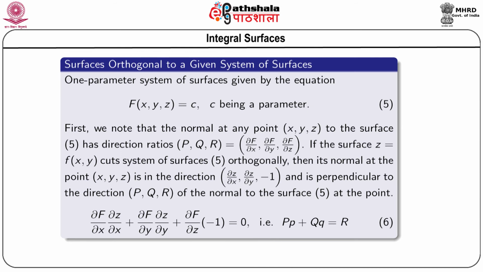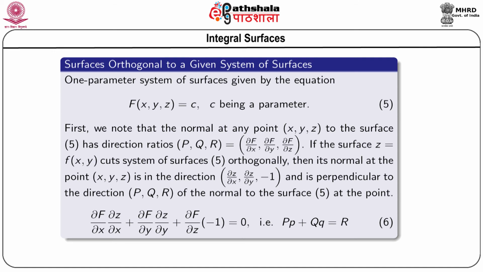Now, we shall develop an idea where we shall discuss how to find the system of surfaces which are orthogonal to a given system of surfaces. Suppose there is a one parameter system of surfaces, and this system is given by equation 5: f(x, y, z) equals c, where c is a parameter. First, you note that the normal to this surface is proportional to del f del x, del f del y, del f del z, that we already know.